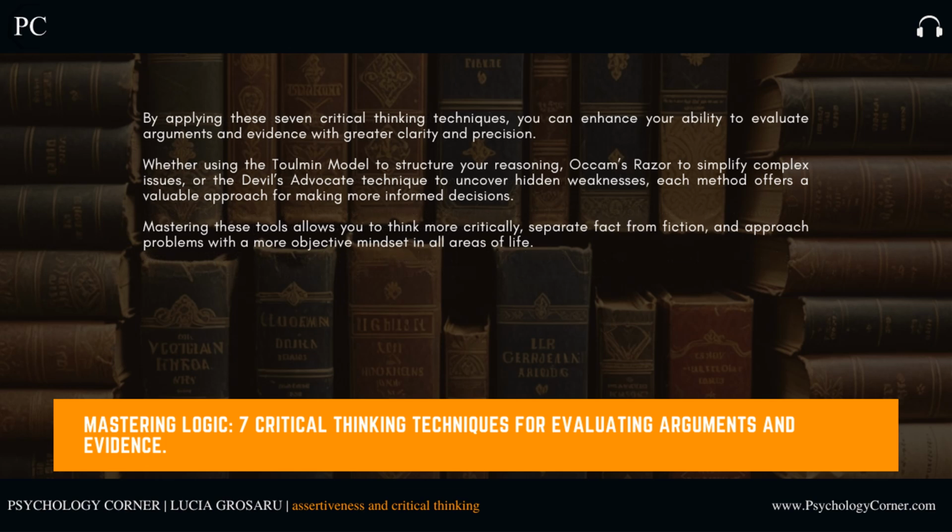By applying these 7 critical thinking techniques, you can enhance your ability to evaluate arguments and evidence with greater clarity and precision. Whether using the Toulmin model to structure your reasoning, Occam's razor to simplify complex issues, or the devil's advocate technique to uncover hidden weaknesses, each method offers a valuable approach for making more informed decisions. Mastering these tools allows you to think more critically, separate fact from fiction, and approach problems with a more objective mindset in all areas of life.